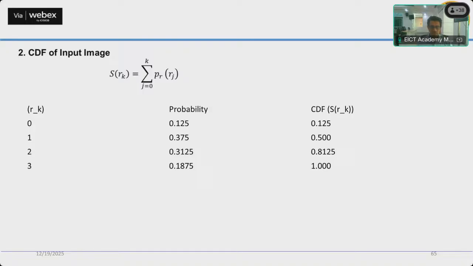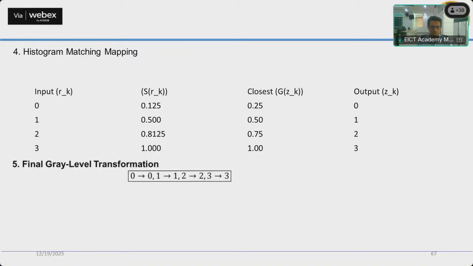So here the CDF is shown. This is the histogram matching, closest Zk. The final gray level is shown here, 0 to 1.